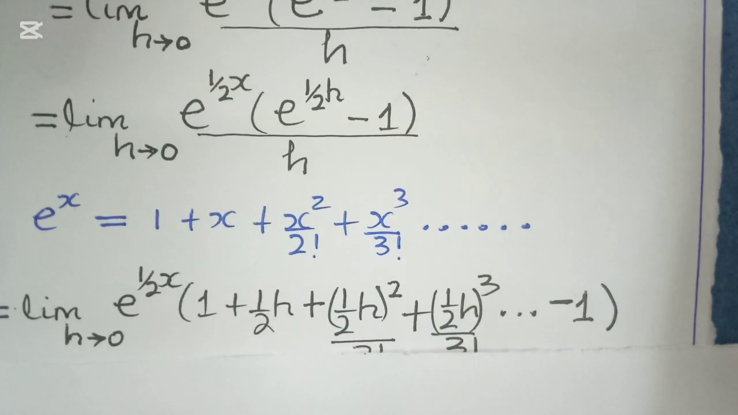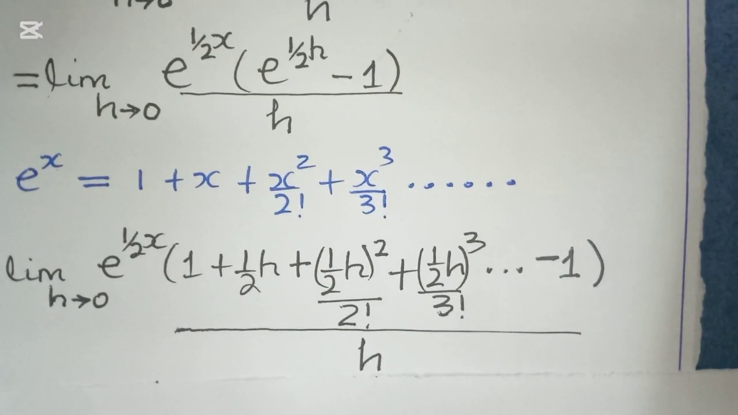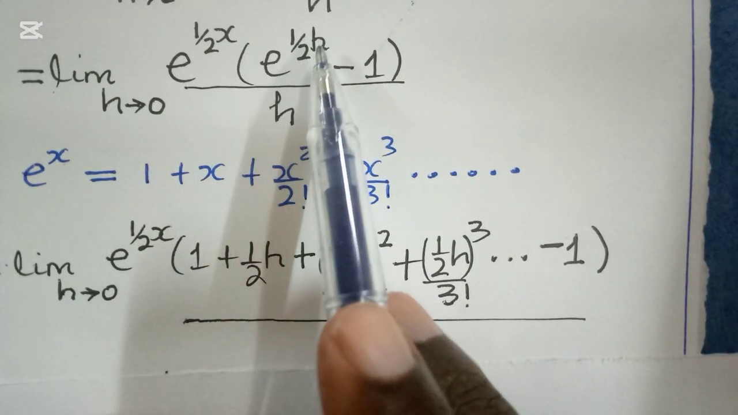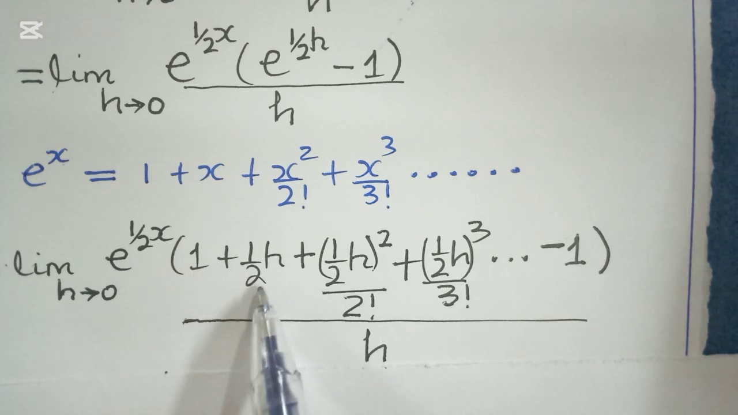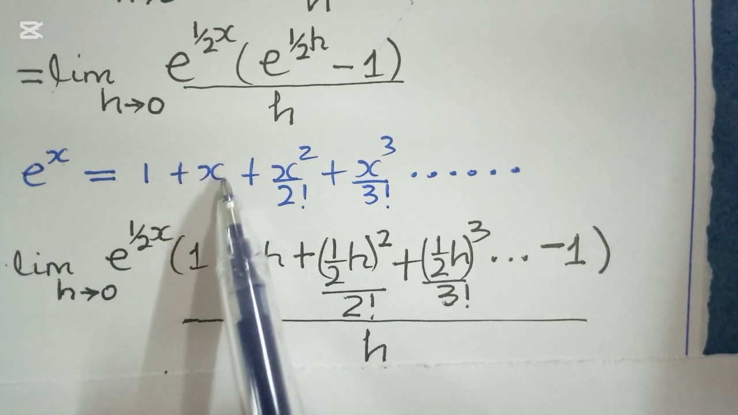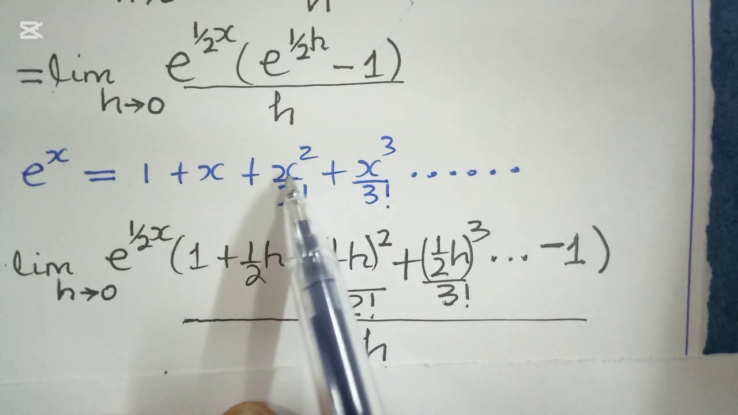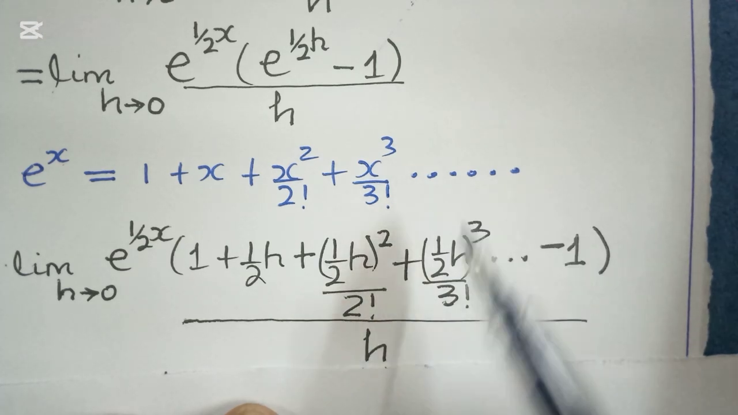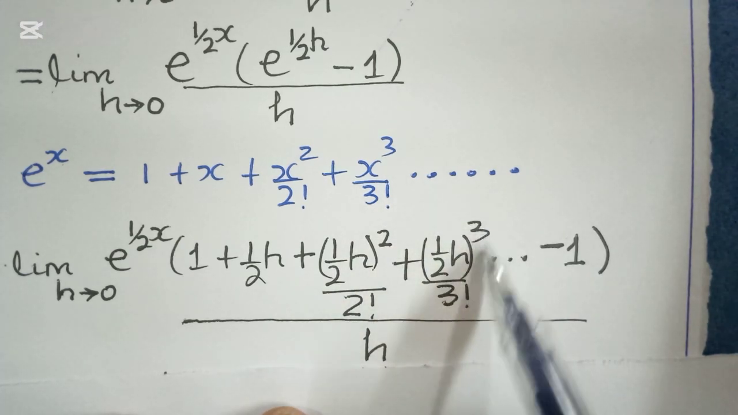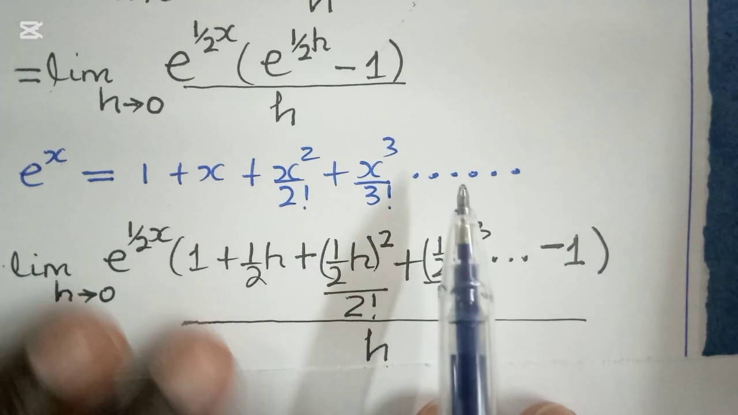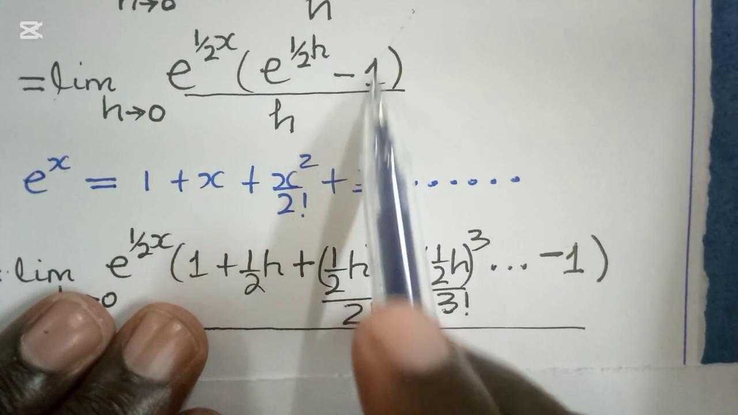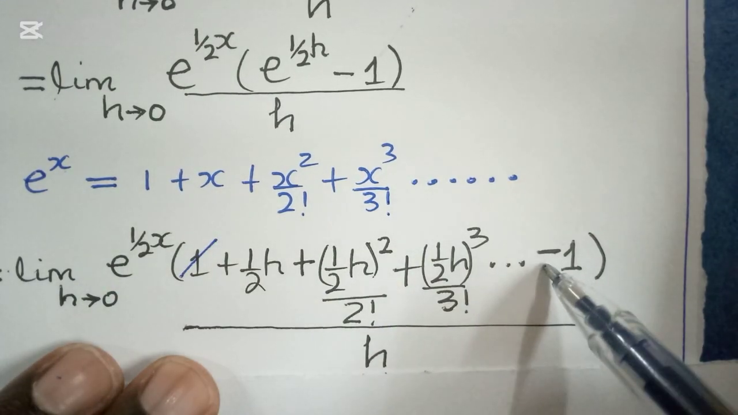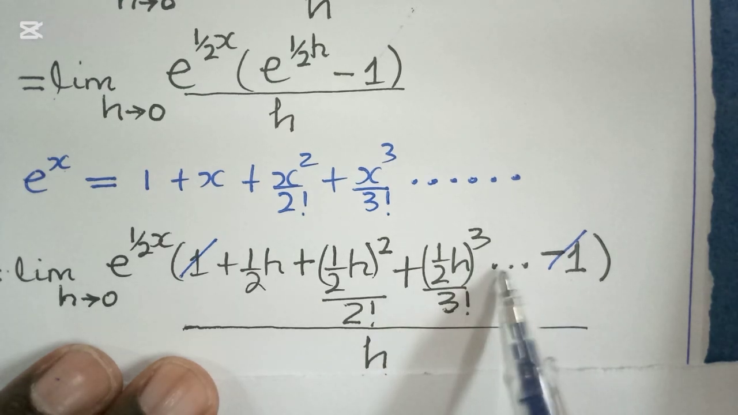So guys, we have now put it into the equation right there. As you can see, we have 1, because e raised to a half h will give us 1 plus a half h, which is represented by x here, plus a half h raised to 2 also, all over 2 factorial, plus a half h raised to 3 all over 3 factorial, minus 1. As you can see, we have a minus 1 here. So this 1 and this 1 can cancel, but we have other terms here.